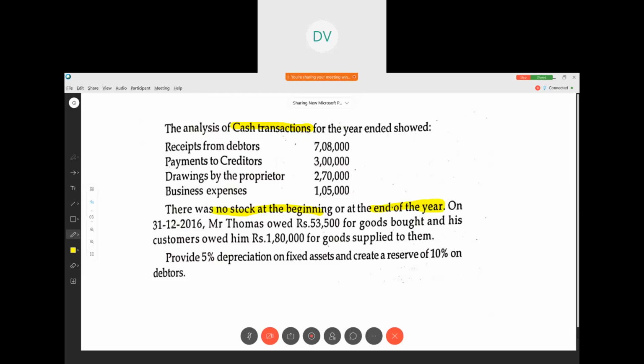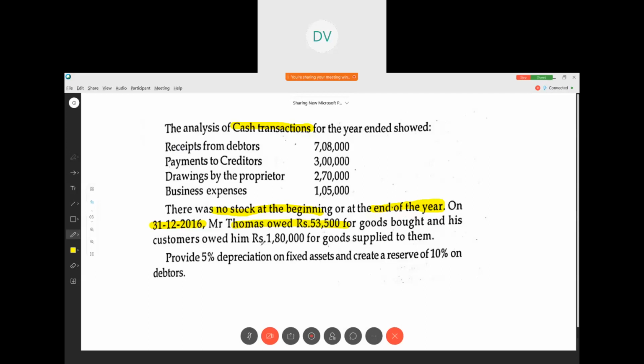Okay. On 31st 12 2016, that is at the end of the year, Mr. Thomas owed rupees 53,500 for the goods bought. What is this 53,500? He owed. That means he has to pay to the creditor 53,500. So when he has to pay the creditor, it will appear in the creditors account, and they have given the closing date, right? That means closing balance, creditors, we have to write the closing balance carried down, this amount for goods bought.